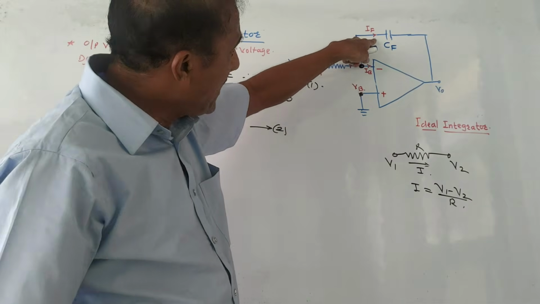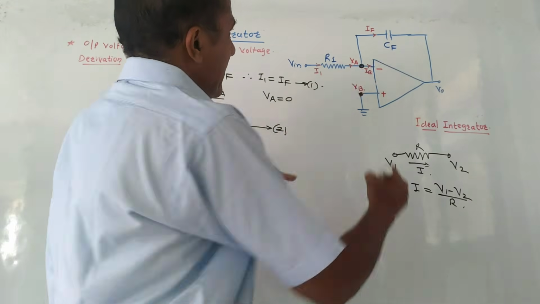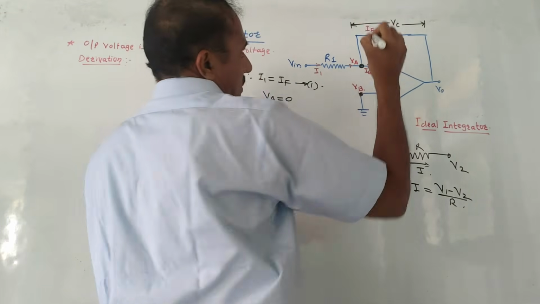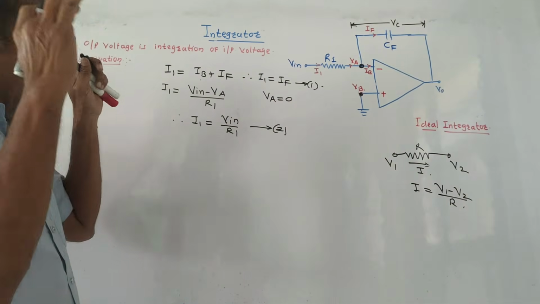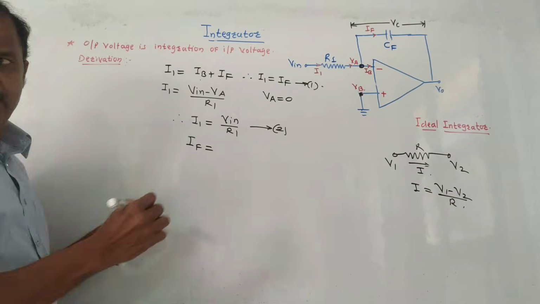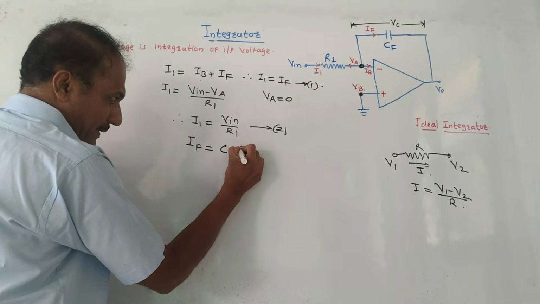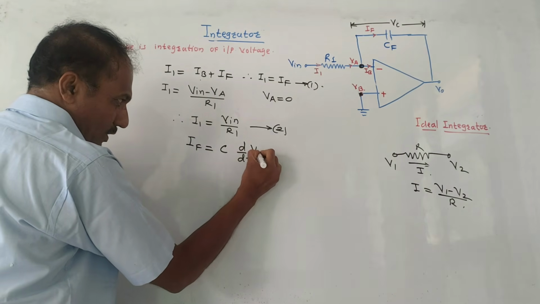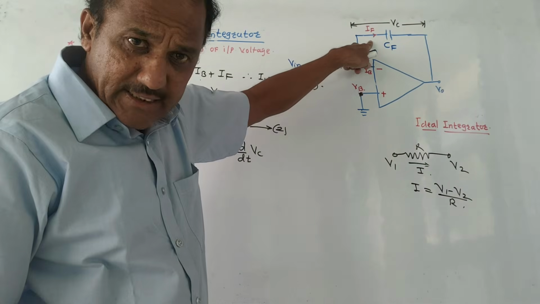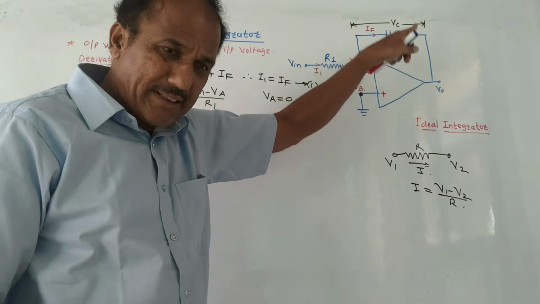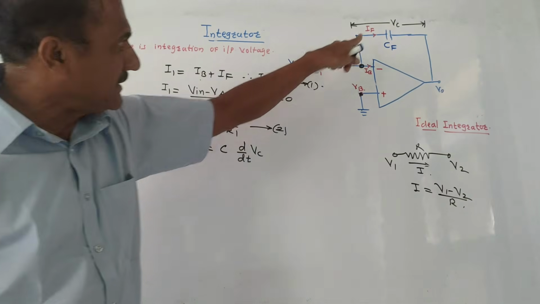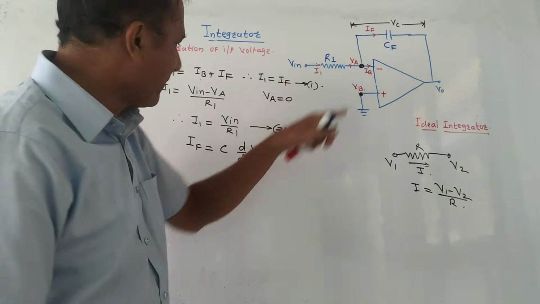Now this is the current IF which is passing through the capacitor. Let us denote voltage across this capacitor by notation VC. So VC indicates voltage across capacitor. The current flowing through the capacitor, basic formula of any current flowing through the capacitor is given by C, that is value of capacitance, into d by dt, derivative of voltage across capacitor. So it is d by dt of Vc. This current is IF, which is the current through the capacitor. The capacitor current is given by C into derivative of voltage across capacitance, which is denoted by Vc in this diagram.